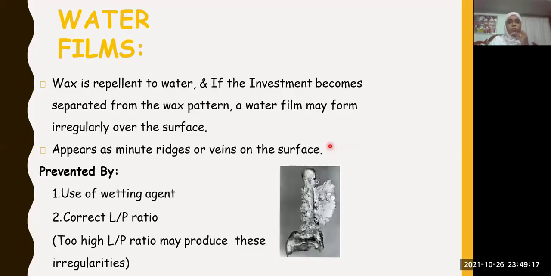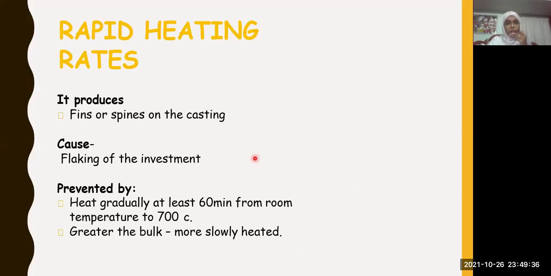So next is water film. Any water which is left inside can be seen in the form of fins like this. So these appear as ridges or veins. This again you can prevent by applying the wetting agent properly, using the correct liquid powder ratio as given by the manufacturer.